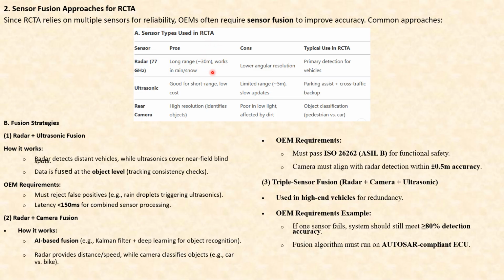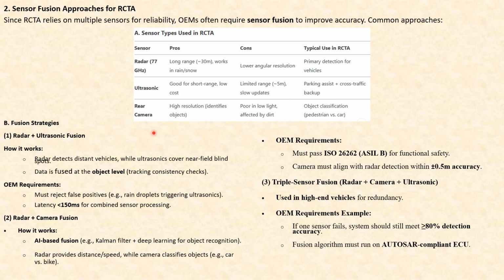Long range works in rain and snow. Lower angular resolution, primary detection for vehicles. Ultrasonic, good for short range, low cost. Limited range, slow updates, and typical use in RCTA is parking assist plus traffic backup.